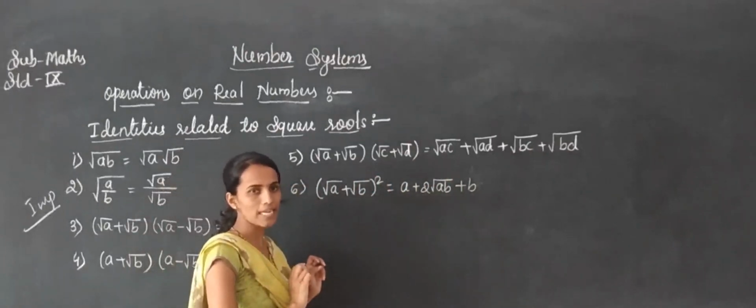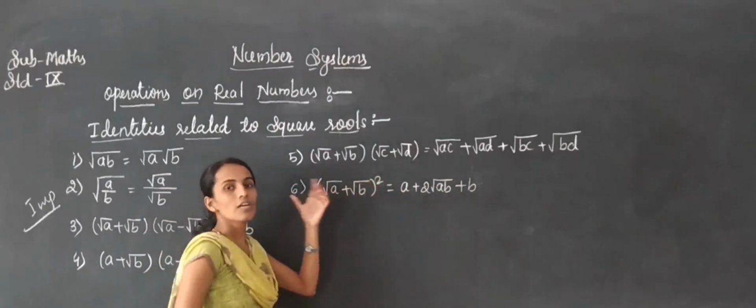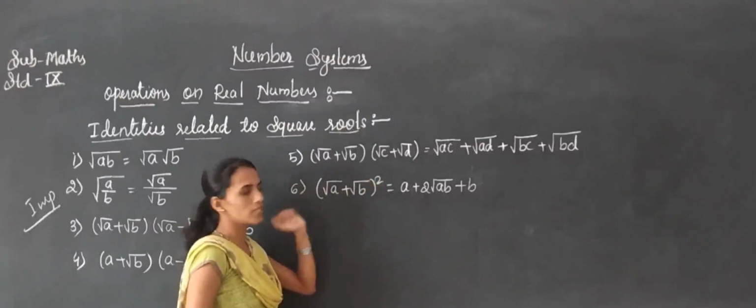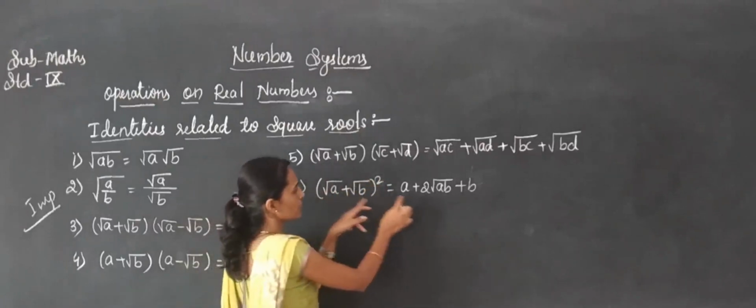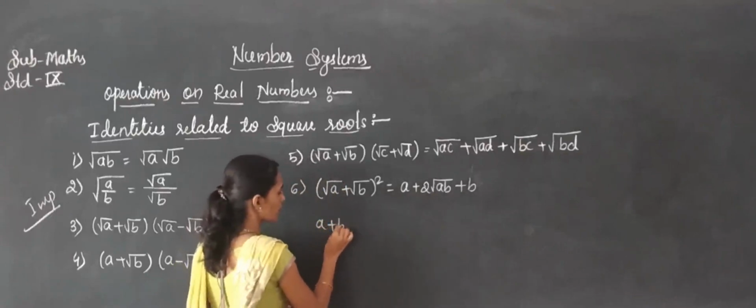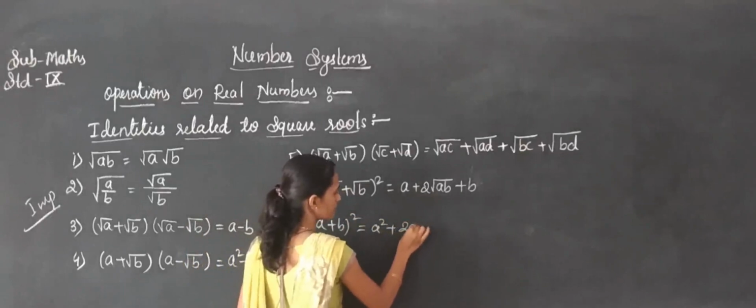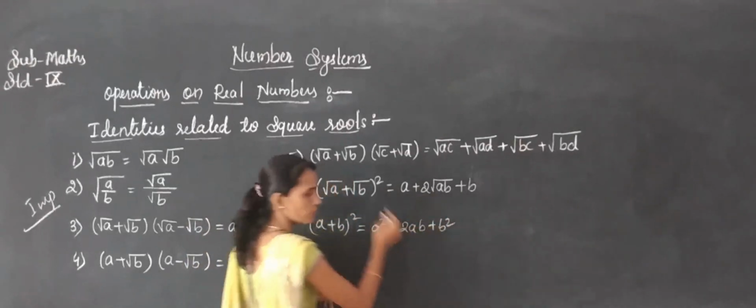The next one will be A plus B the whole square: A square plus 2AB plus B square. Is there an algebraic identity? Here root A plus root B the whole square. Instead of AB, an extra root is there. So that will give us A plus 2 root AB plus B. A plus B the whole square becomes A square plus 2AB plus B square, same as it is.